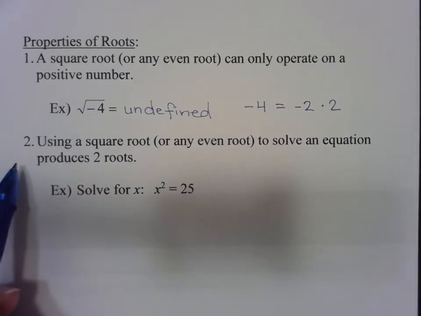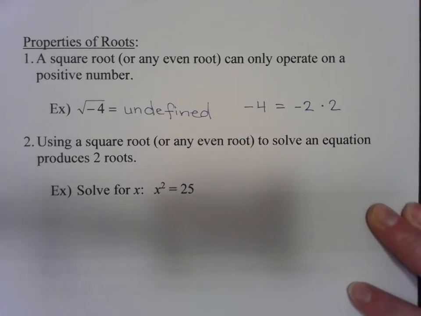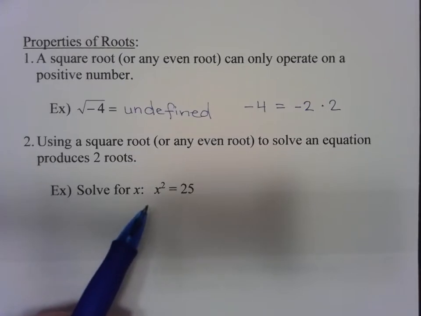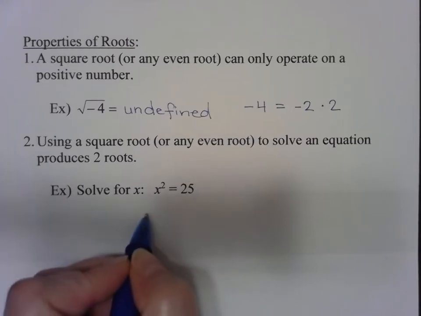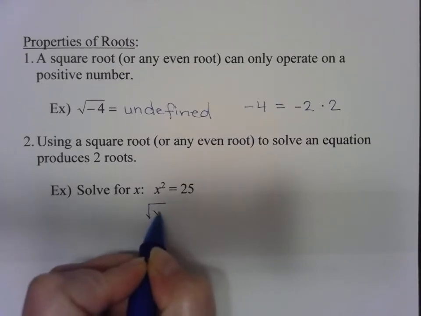Okay, the second property says that using a square root, or any even root, to solve an equation produces two roots. We're going to be looking at equations later on in this chapter in much more detail, but for now, let me just give you a quick example. If I had an equation like x squared equals 25, there's really two solutions to this equation. So one way to solve is to take the square root of both sides.